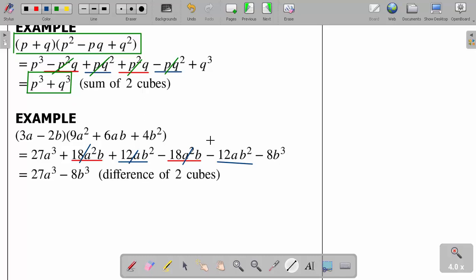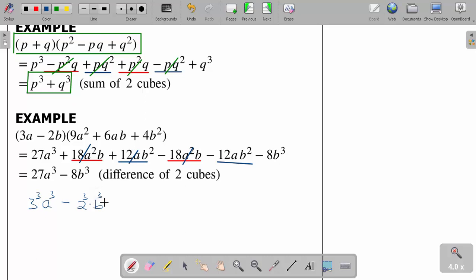You see, this is 27a cubed. I can write it like this: 27 is 3 to the power 3, and this is a to the power 3. Then minus 8, which I can write as 2 to the power 3, and since b is b to the power 3.